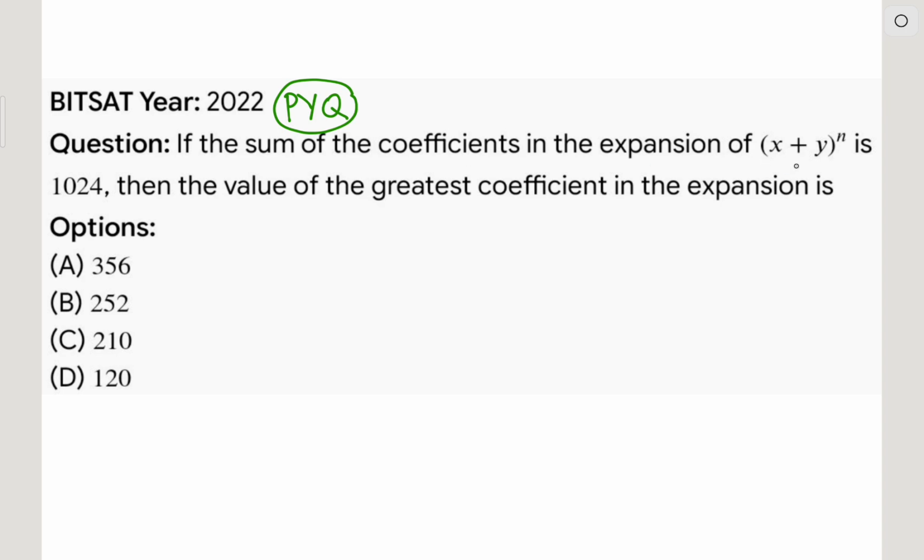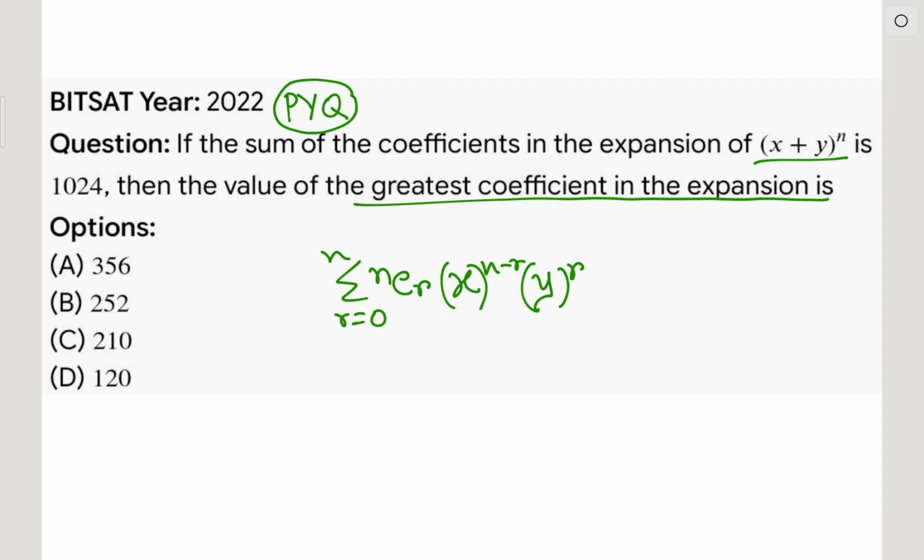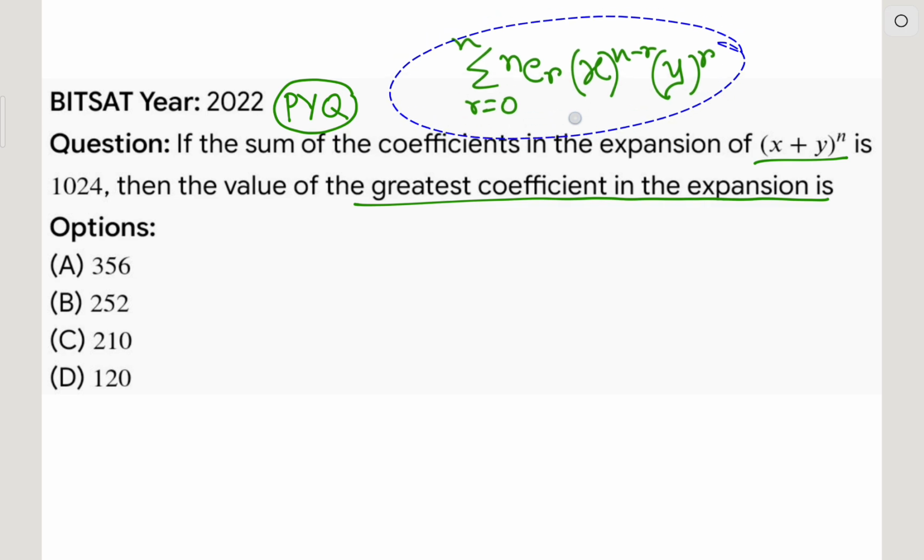the expansion x plus y to the power n is 1024, then the value of greatest coefficient in the expansion is. So the formula of binomial expansion is summation r equal to 0 to n, nCr x to the power n minus r y to the power r. But this formula is not being used in the question because there is a trick to solve it.